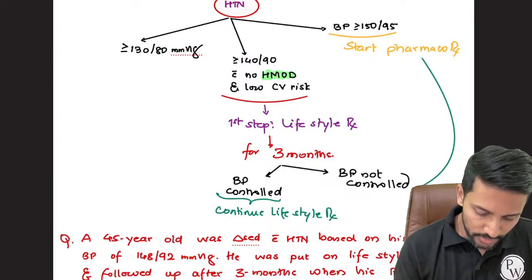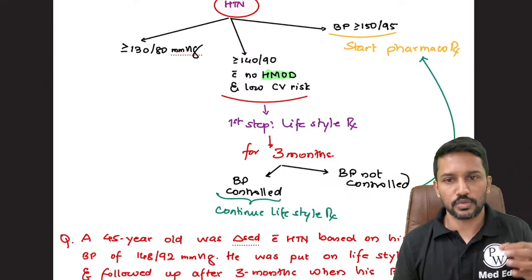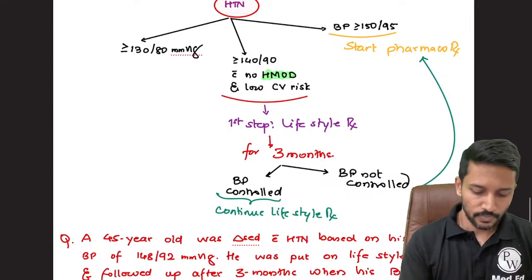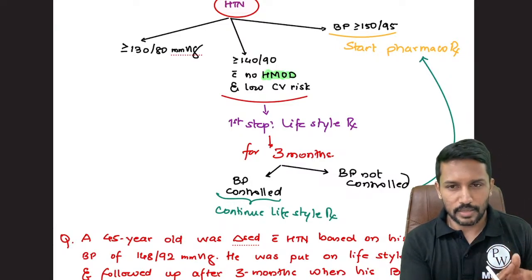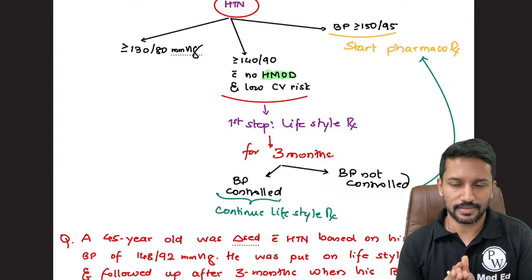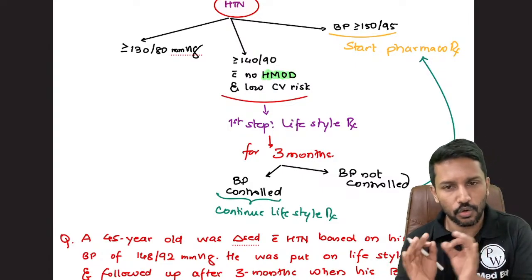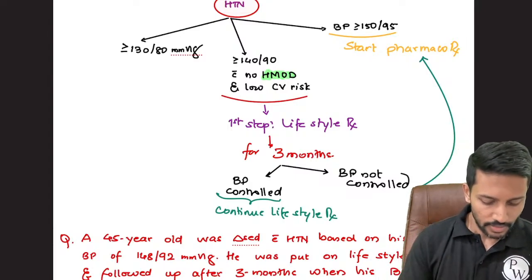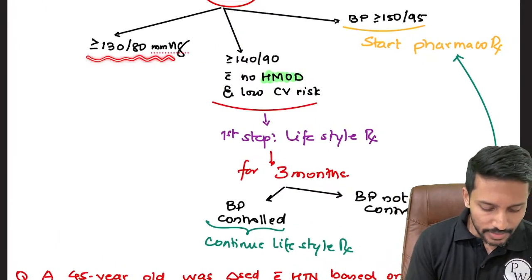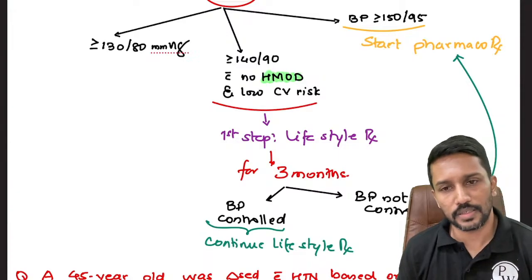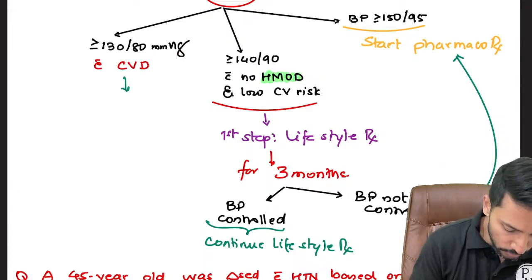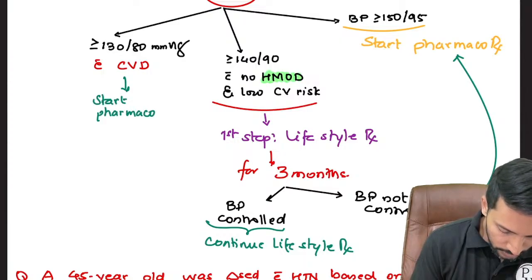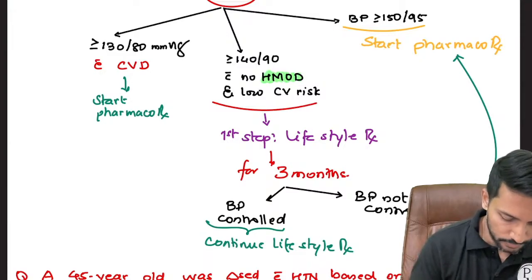Now, there is one extra point which is emphasized in the European Society of Hypertension 2023 guidelines, that is, if the patient already has a coronary vascular disease, like he has chronic stable angina or he has suffered through MI in the recent past, right? If he has coronary vascular disease, in such cases, it is worthwhile starting medications even if the BP is more than or equal to 130/80. So if it is with coronary vascular disease, we have to start pharmacotherapy.